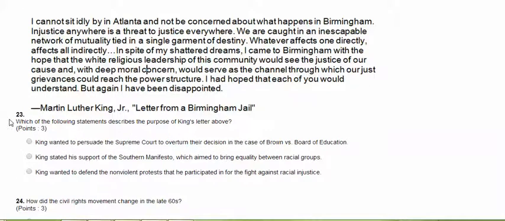In number 23, which of the following statements describes the purpose of King's letter above? And I'll read the letter here. I cannot sit idly by in Atlanta and not be concerned about what happens in Birmingham. Injustice anywhere is a threat to justice everywhere. We are caught in an inescapable network of mutuality, tied in a single garment of destiny. Whatever affects one directly affects all indirectly.